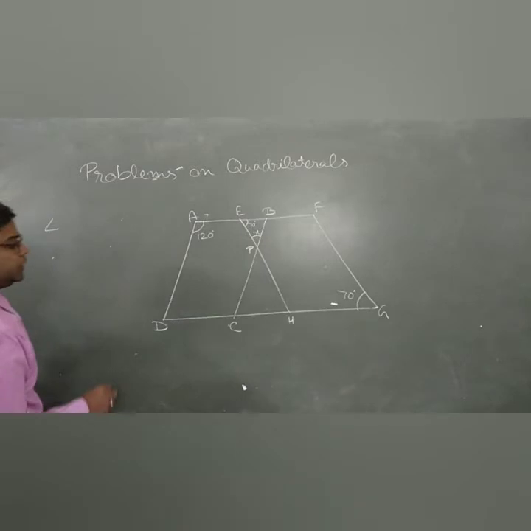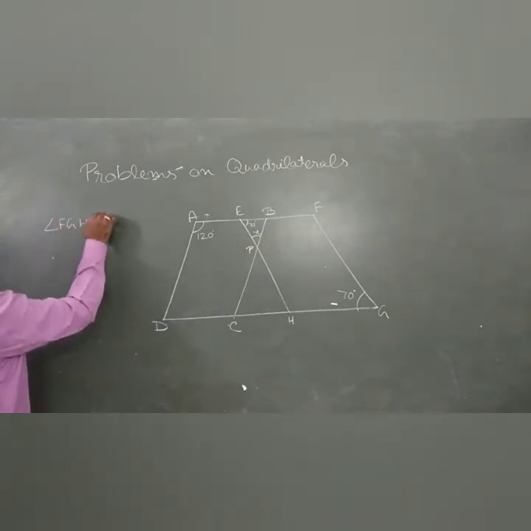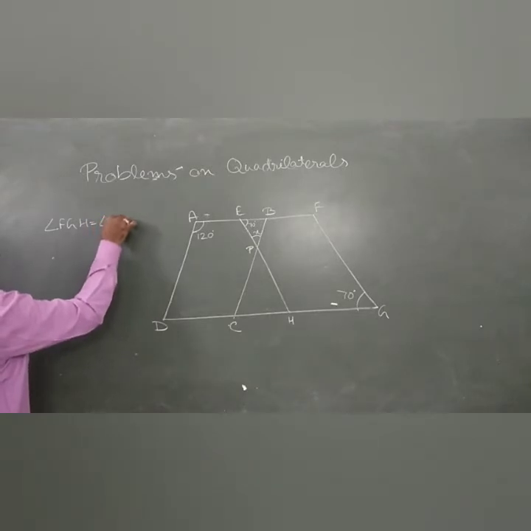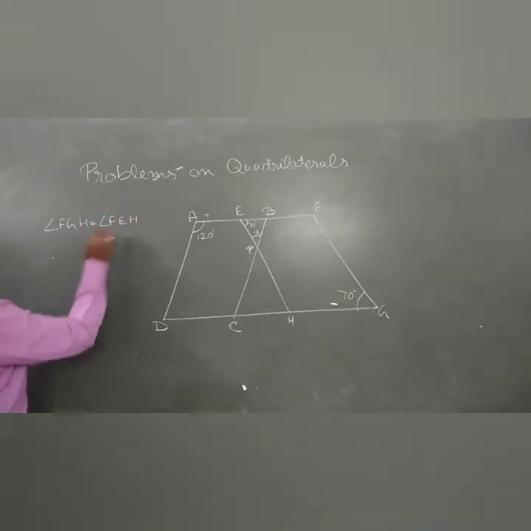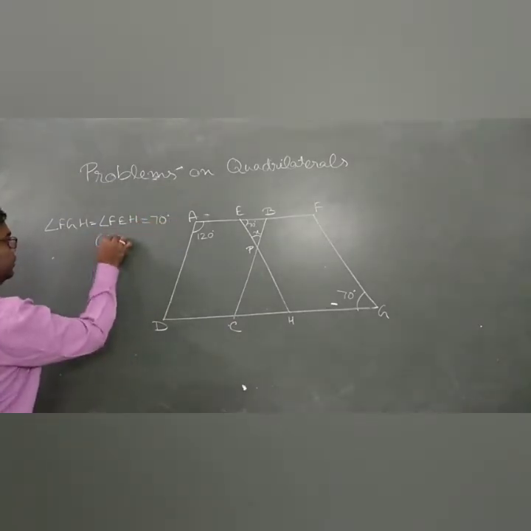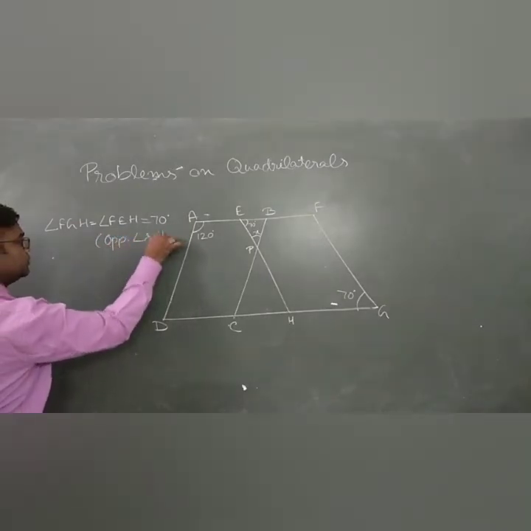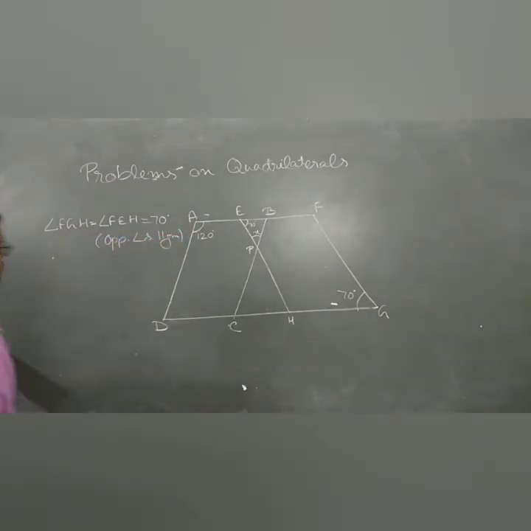Angle FGH is equal to angle FEH, and both are equal to 70 degrees. Why? Because they are opposite angles of a parallelogram. Opposite angles of a parallelogram. I am writing it all in short.